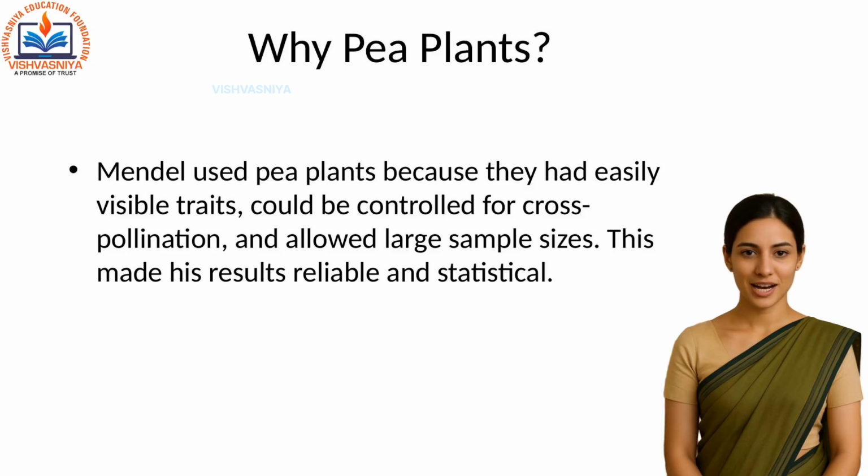Mendel chose pea plants, Pisum sativum, for some very smart reasons. They had clearly visible traits like tall or dwarf, green or yellow seeds. He could easily control their pollination. And most importantly, he used a large number of plants and applied mathematics. Imagine over 30,000 plants just for one experiment.